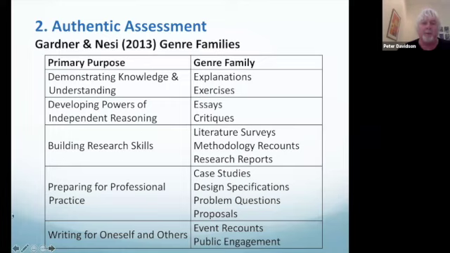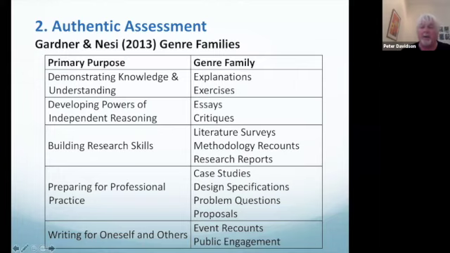The second primary purpose was developing powers of reasoning. In this genre, Gardner and Nesi identified essays and critiques as the types of writing students have to do. Then, building research skills: students need to write literature surveys, methodology recounts, and research reports. These are the kinds of things we need to prepare students to do in our pre-sessional language courses, if we want them to succeed at university.